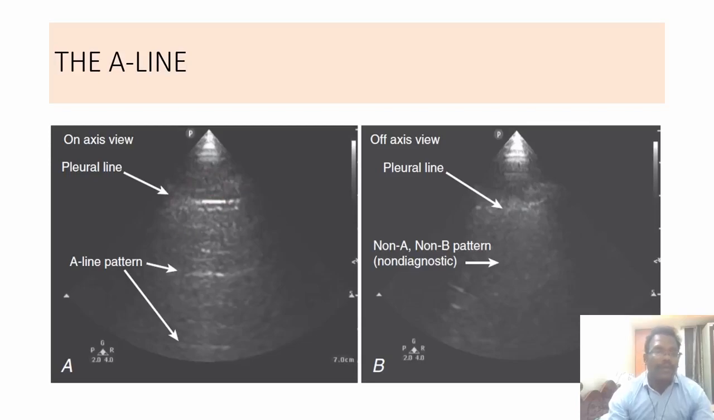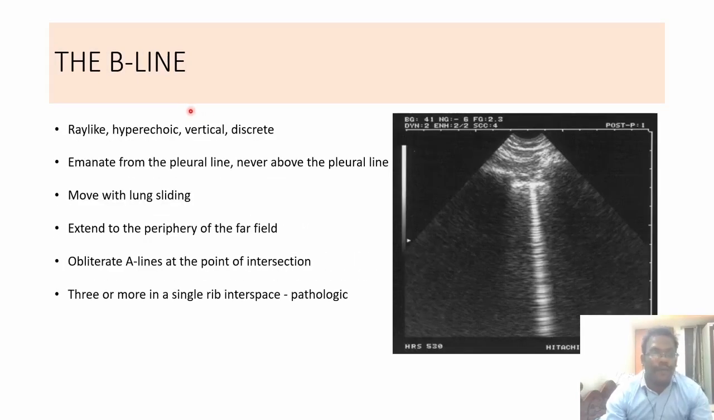So what are B lines? B lines are ray-like hyperechoic vertical discrete structures that begin from the pleura and go to infinity. These lines move along with the lung sliding, and this obliterates the A lines at the point of intersection. And why do the B lines happen? The B lines happen because of the presence of fluid in either the alveoli or the interstitial spaces. Presence of 3 or more B lines in a single rib space is considered to be abnormal, and presence of pleural sliding along with the B lines literally rules out the pneumothorax.